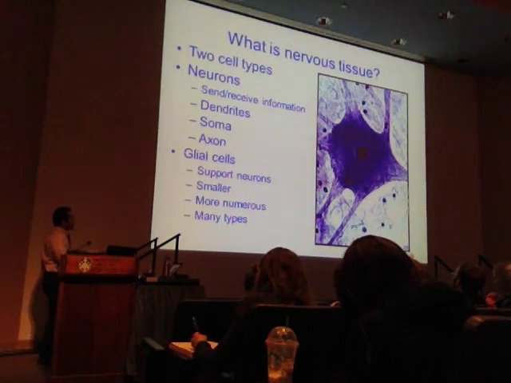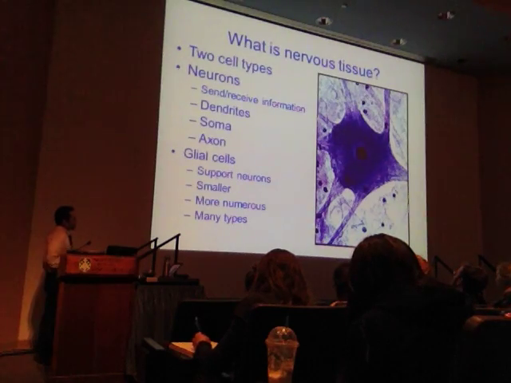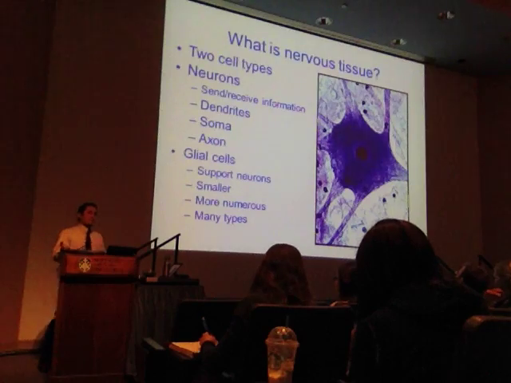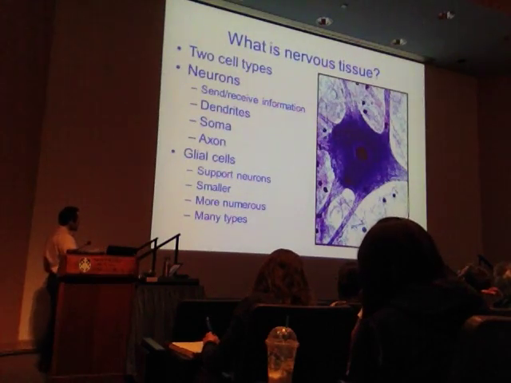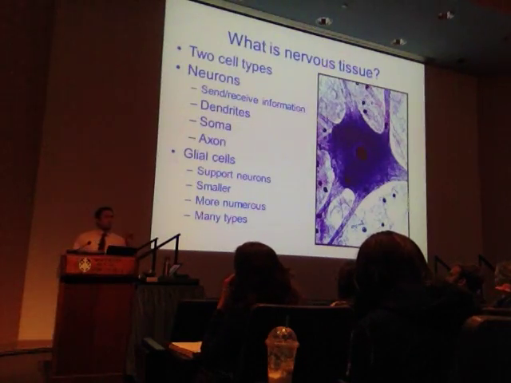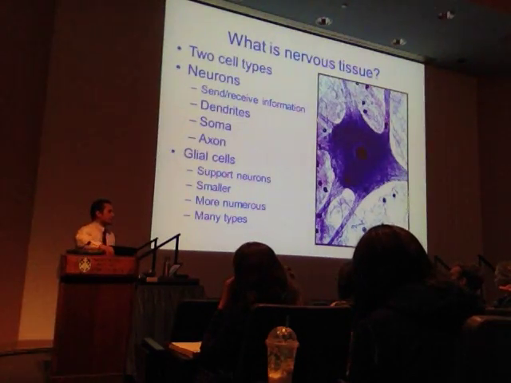So they're smaller. They're all of these little purple dots on the periphery. They're more numerous, and there's multiple types that we'll get into later. But their idea is to do things like either support it structurally or to support the neuron with nutrition.